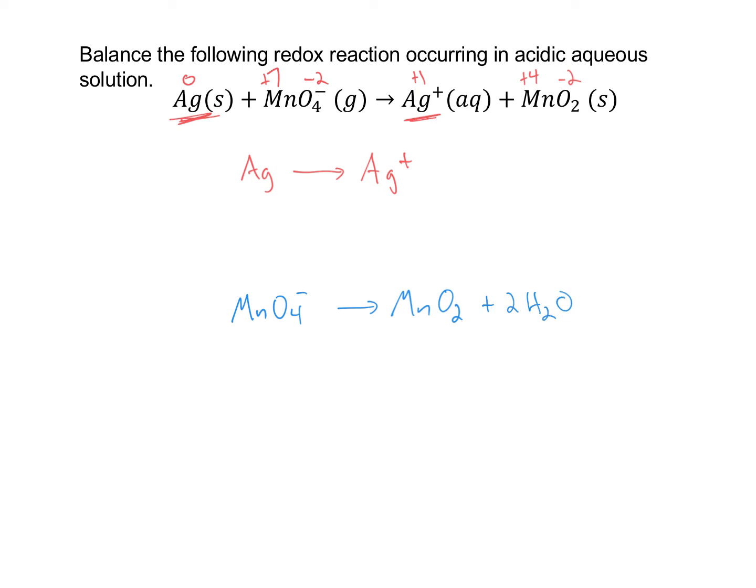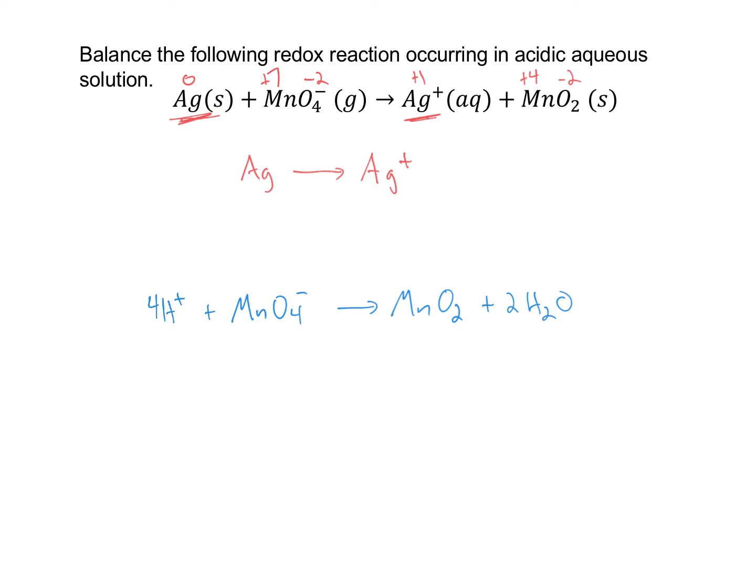So then if we look at step 3, part 3, we balance the hydrogens by adding H+. So I have no hydrogens on this side. I have 2 times 2, 4 hydrogens on this side. So to balance the hydrogens, I'll add 4 H pluses to the left.